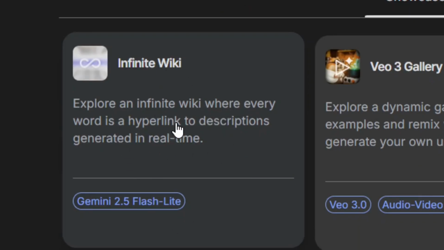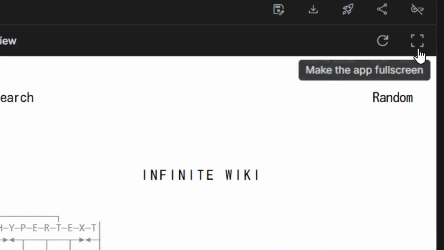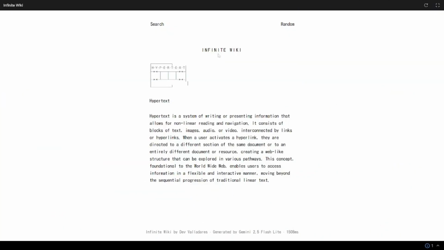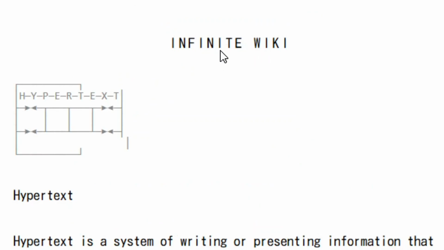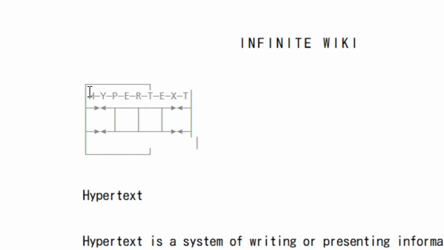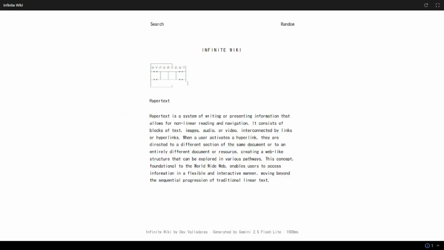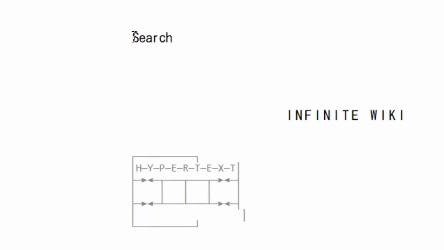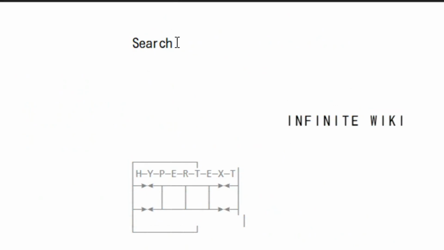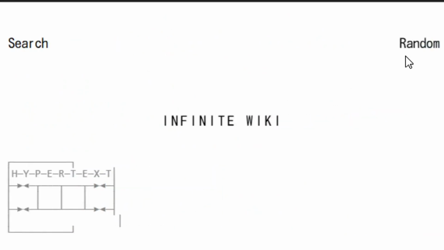Let me show you. Okay, so when you click on it, it is going to open the app just like this. You have the option to maximize it, and then welcome to Infinite Wiki. So what does this do actually? It is hyperlinked text. What it simply means is that you have the search option, and then you can search for the meaning of any word or phrase.